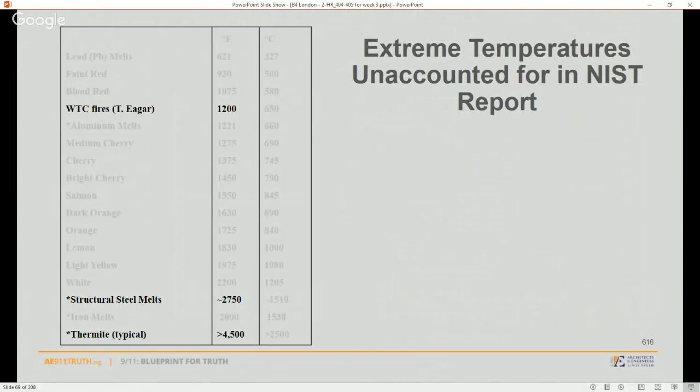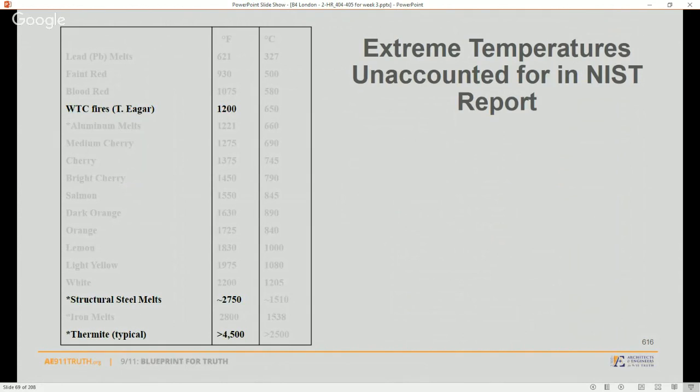Is he a credible witness? World Trade Center fires, according to Thomas Eagar, are 1,200 degrees. He's a supporter of the official story. NIST claims 1,800 degrees Fahrenheit. But structural steel doesn't even begin to melt until almost 2,800 degrees. What can create the temperatures required to melt steel?